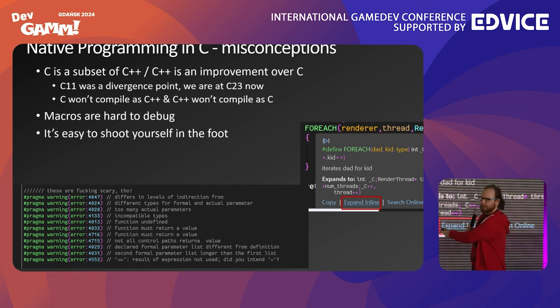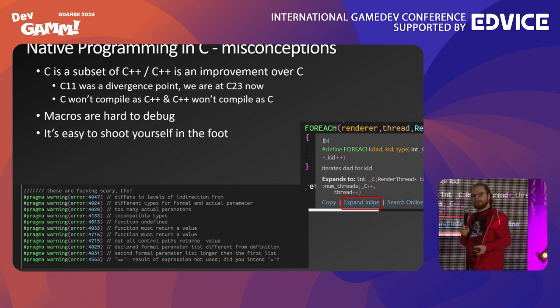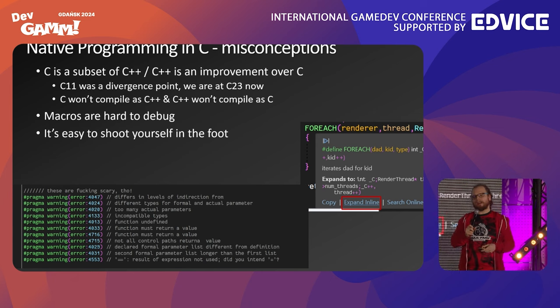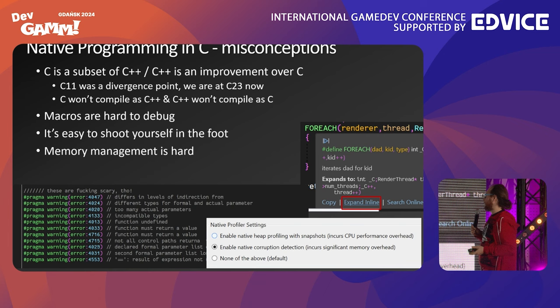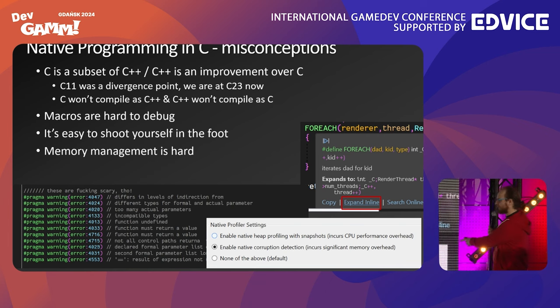This is what I have in my every single project. I change some warnings to errors. Thanks to that, things that can break in C are harder to break. And memory management is hard. Well, it is not, because you have native corruption detections.